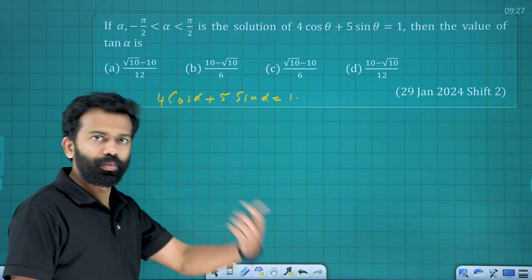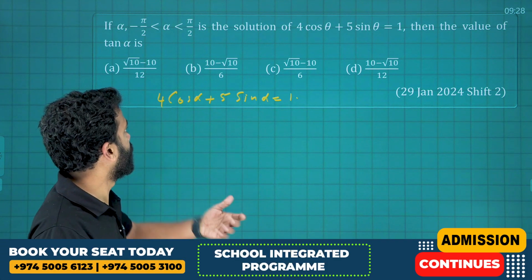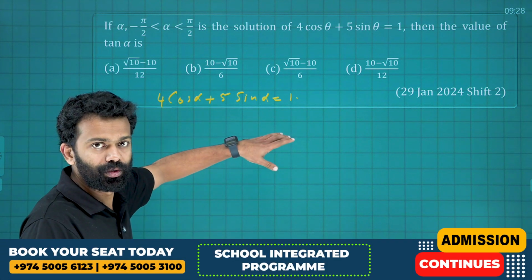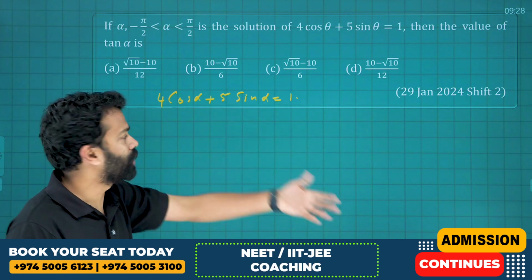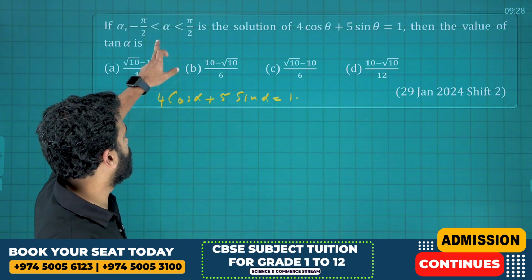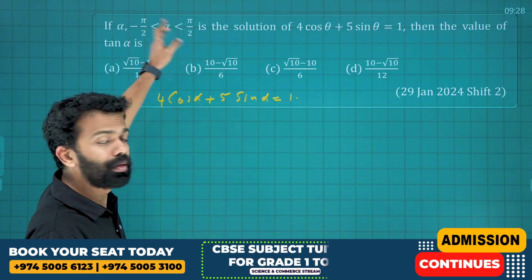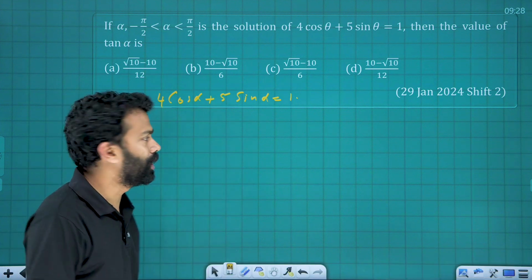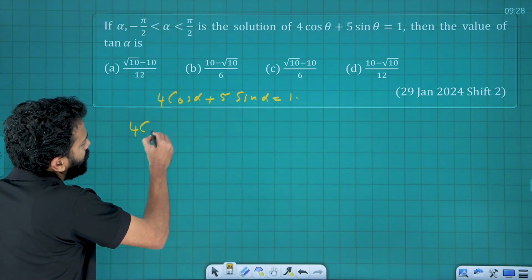See, we can divide both sides with cos alpha only if it is sure that cos alpha is not equal to 0. Only then we can divide the LHS and RHS with cos alpha. Here we know that cos alpha can never be equal to 0. Why? Because alpha is an element of minus pi by 2 to pi by 2. That is an open interval. This minus pi by 2 and pi by 2 is not included. Okay. Therefore, I am going to divide LHS and RHS with cos alpha.